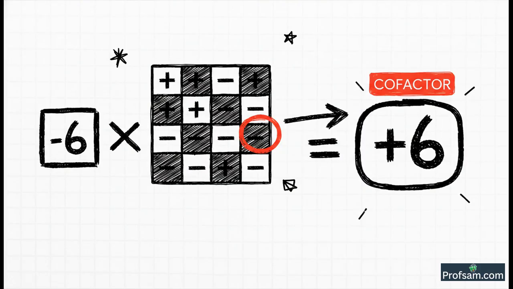Okay, let's go back to our example. We found that the minor M23 was negative 6. Now, what's the vibe at its position, which is 2, 3, second row, third column? Let's check our vibe map. It's a minus. So to get the cofactor A23, we just take that minus sign and multiply it with our minor. So it's negative 1 times negative 6, which gives us positive 6. And that's our cofactor. Done.